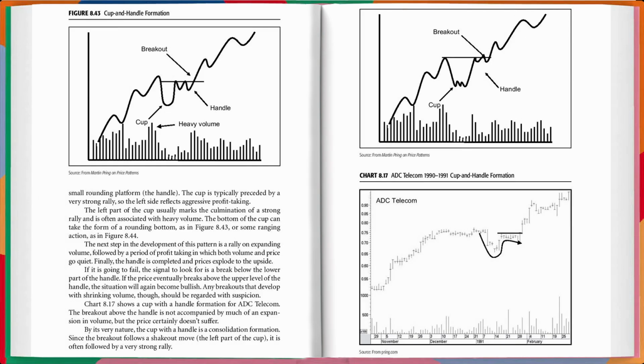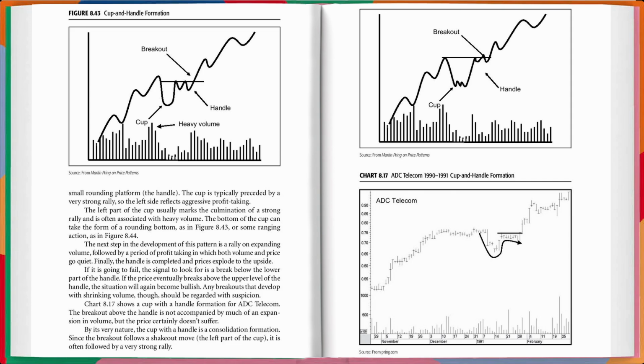The cup is typically preceded by a very strong rally, so the left side reflects aggressive profit-taking. The left part of the cup usually marks the culmination of a strong rally and is often associated with heavy volume. The bottom of the cup can take the form of a rounding bottom, as in Figure 8.43, or some ranging action, as in Figure 8.44. The next step in the development of this pattern is a rally on expanding volume, followed by a period of profit-taking in which both volume and price go quiet. Finally, the handle is completed and prices explode to the upside.